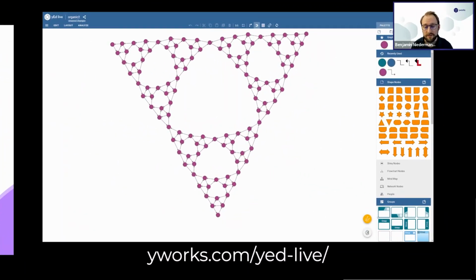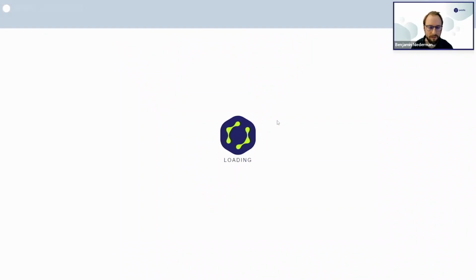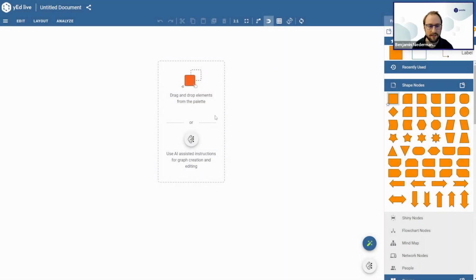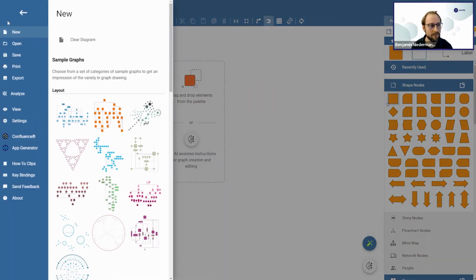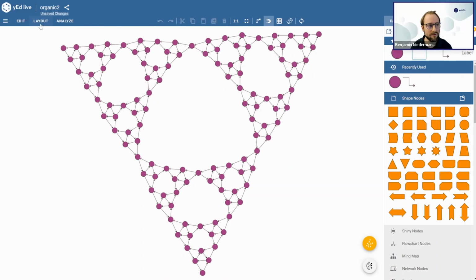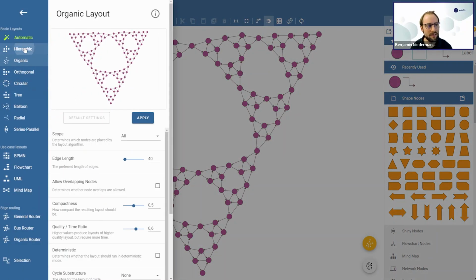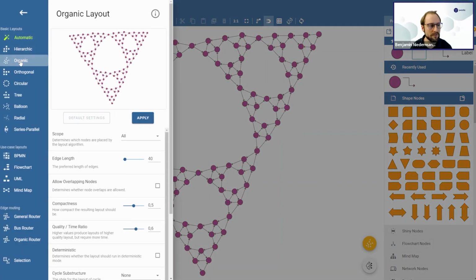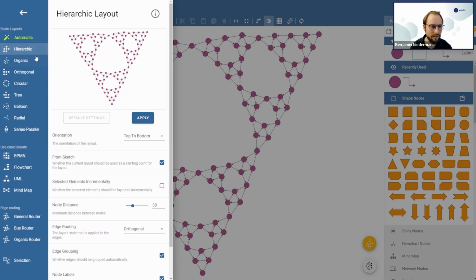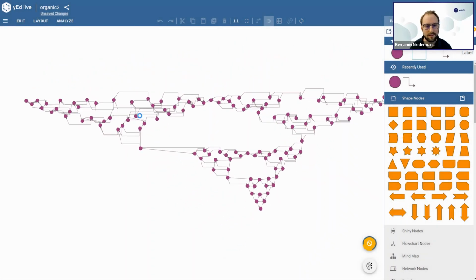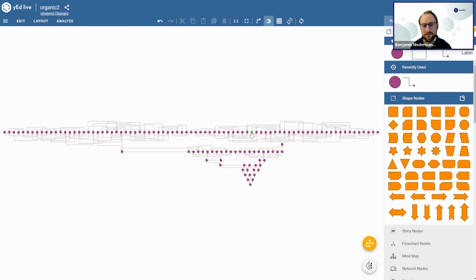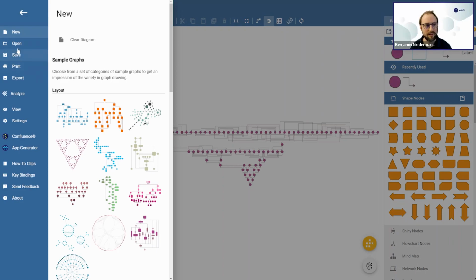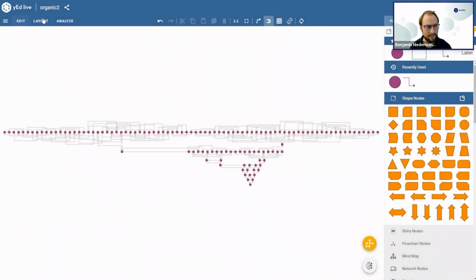Or what you could also do is go to yEd Live. This is also always a nice possibility to play around with these layouts. You can just start with a sample graph. Let's take this one. Then if you go to layout here on the left-hand side, you can go to the organic layout, for example, or to the hierarchical layout maybe, and apply this layout directly on these nodes, and then you can see how it reacts.